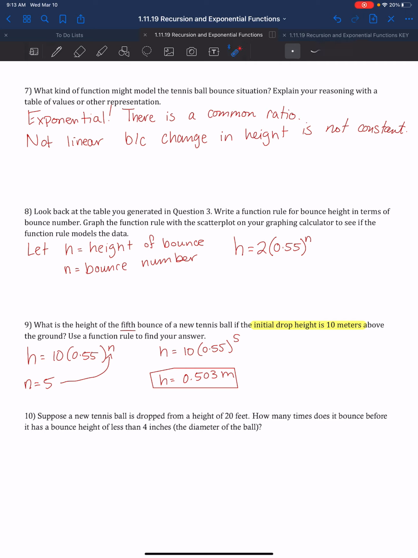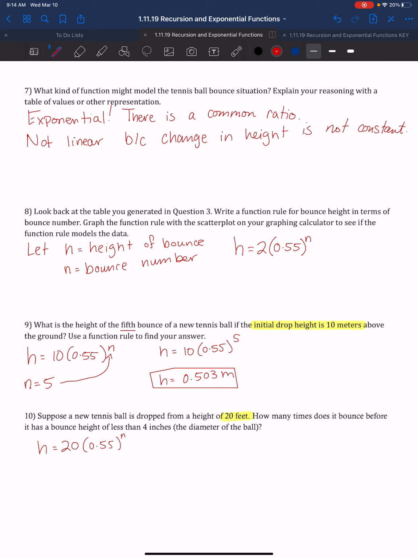Number 10, it says, suppose a new tennis ball is dropped from a height of 20 feet. So I got 20 feet this time. How many times does it bounce before it has a bounce height of less than 4 inches, or the diameter of the ball? So we are given the starting height, we are given the bounce percentage of 55% still, and we need to find out how many bounces it takes to reach 4 inches in height. So I need to figure out what the function is first. So remember, our starting height, 20, and bounce percentage, 55%, so we're going to have 0.55 to the n.